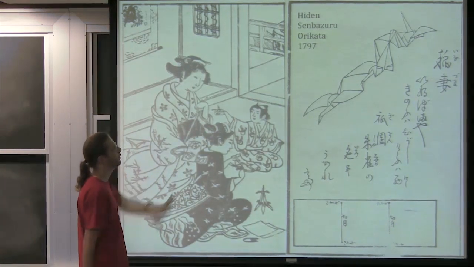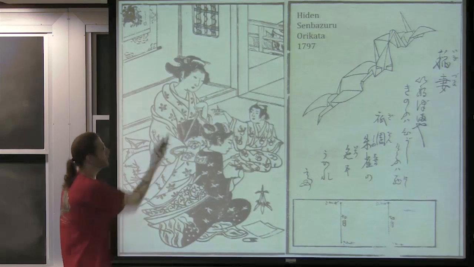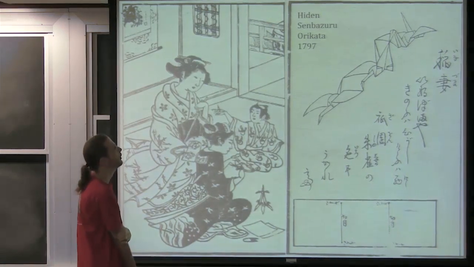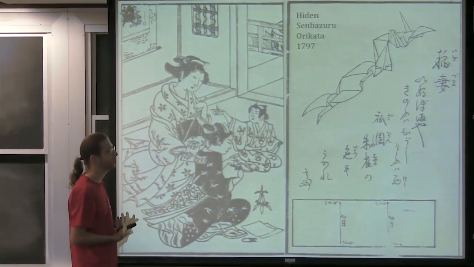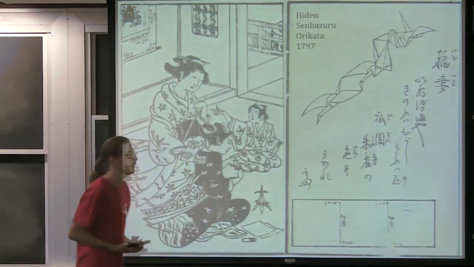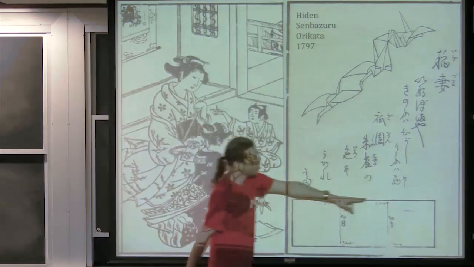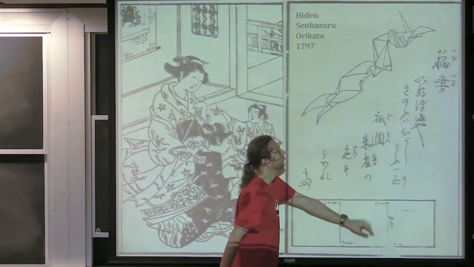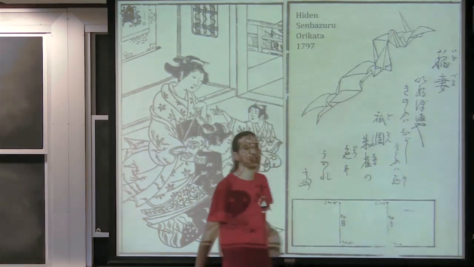And there's this whole world, hidden senbazuru, which is connected cranes. And the orikata means you're cutting in addition to folding. So this is a rectangle of paper. It's been slit along two lines and then folded into three cranes.